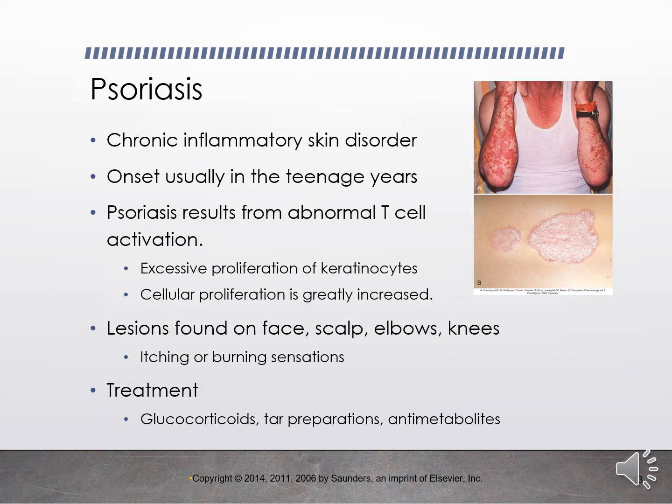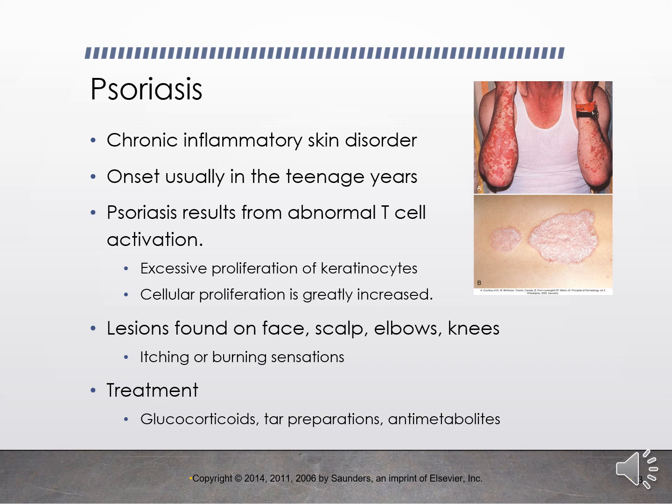And then we have psoriasis. This is a chronic inflammatory skin disorder. It's usually genetic. The onset is usually in the teenage years, and there are periods of remissions and exacerbations. So it's kind of dormant for a while, and then it flares up for a while. Just know that it results from immunologic changes. The flare-ups are usually caused by some sort of stress or some sort of irritation to the skin.